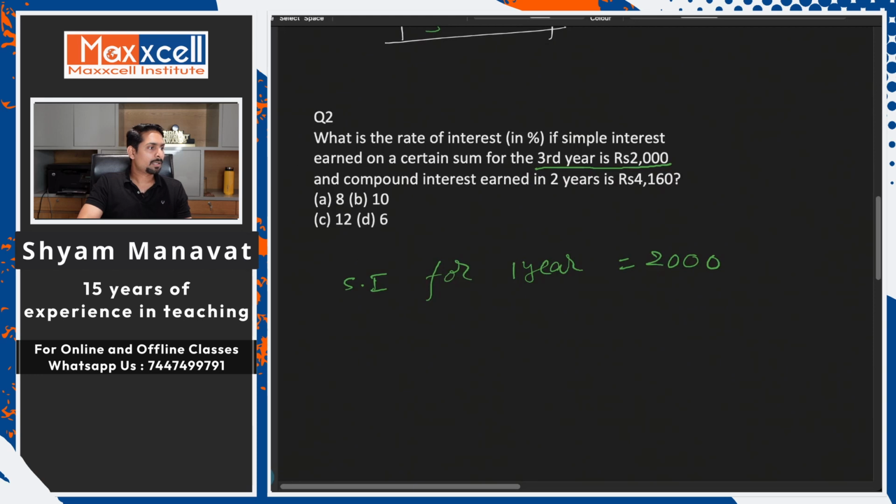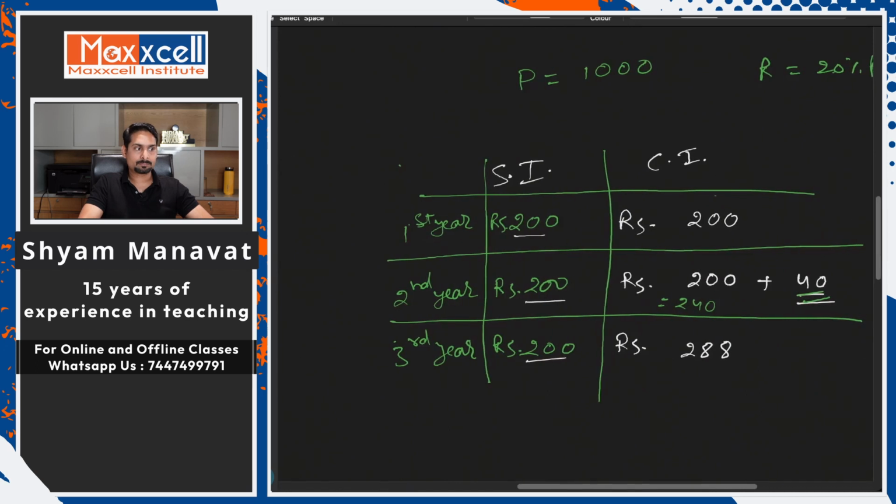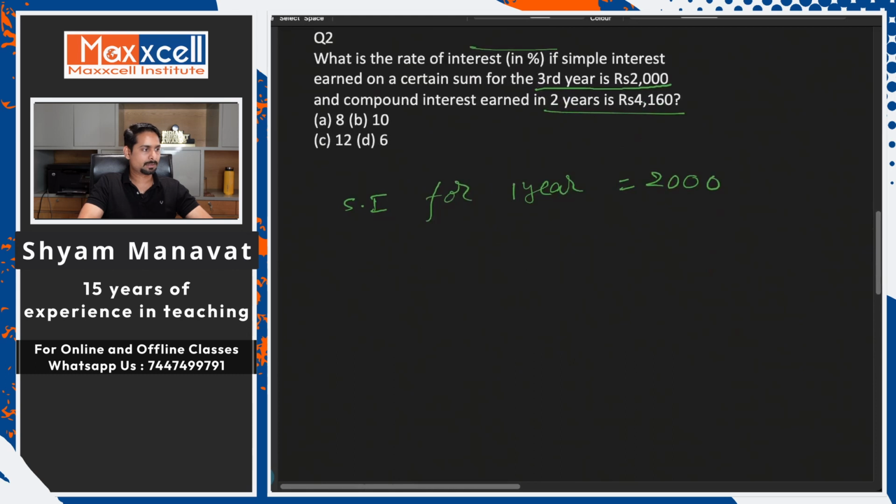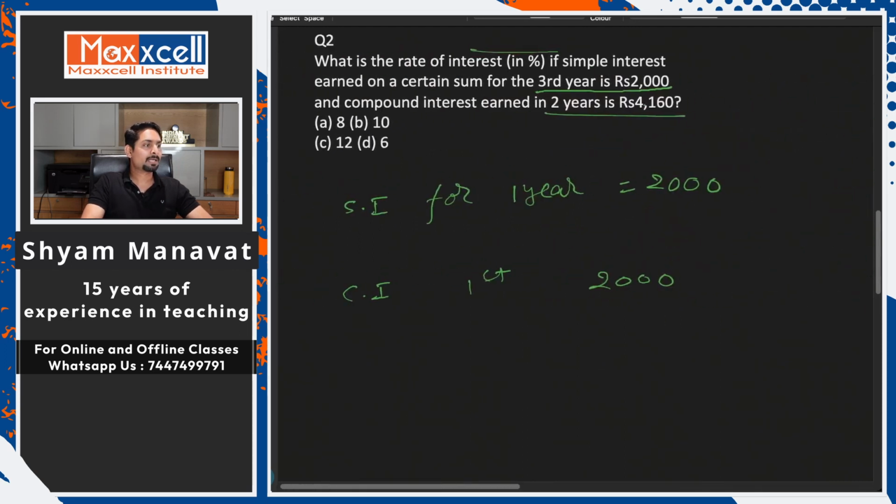Now the question said, find the rate of interest. Now first, in 2 years compound interest is 4160. Now I will not use the compound interest formula. I will try taking this reference here. This extra 40 is 20% on principal. Keep in mind. Now if I say the same thing here, compound interest for the first year will be 2000, same as the simple interest. Now for 2 years it is given 4160.